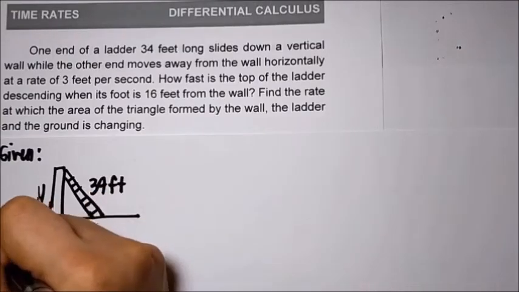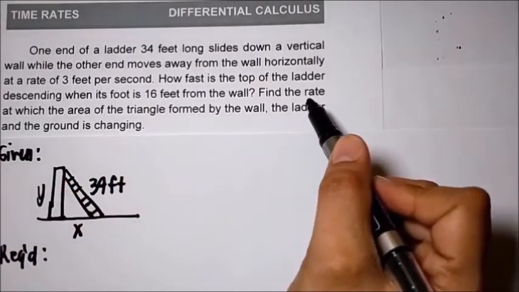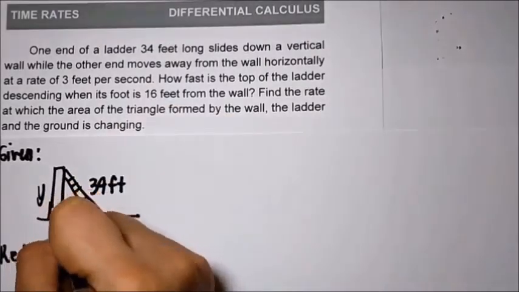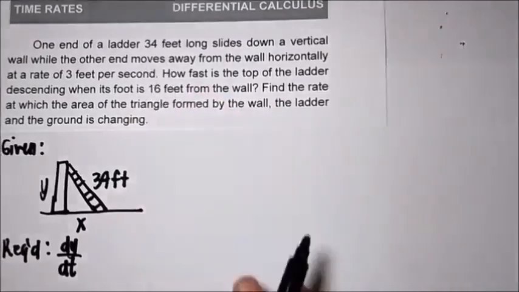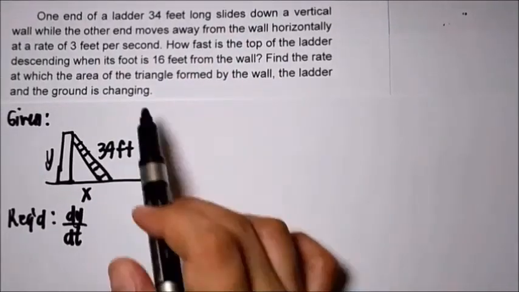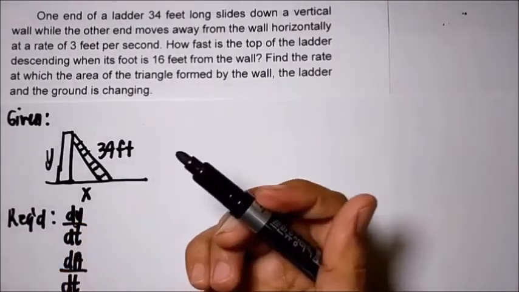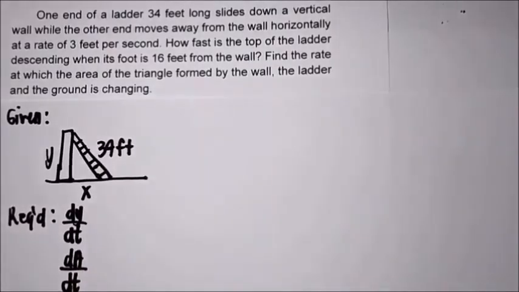Okay. So what would be the unknown? Find the rate of the top of the ladder descending. So we have dy over dt when x is 16 feet. And then another unknown is the rate of the area, so dA over dt, again when x is 16 feet from the wall.